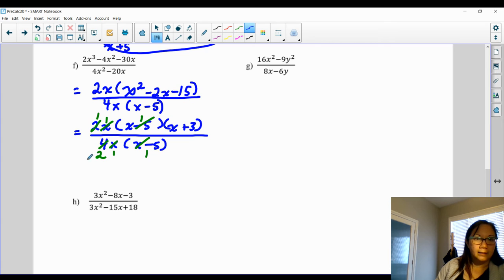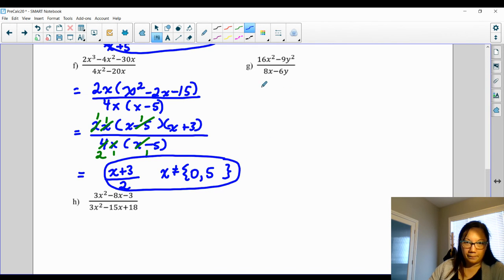I'm going to write my final answer here. So when I simplify, I have 1, 1, 1, and then just an x plus 3 on the top. So I'm going to have x plus 3 as my numerator. On the denominator, everything's gone except the 2. So my denominator is 2. Now I have to state my non-permissible values. And so there are two of them, a 0 from the 4x and a 5 from x minus 5.